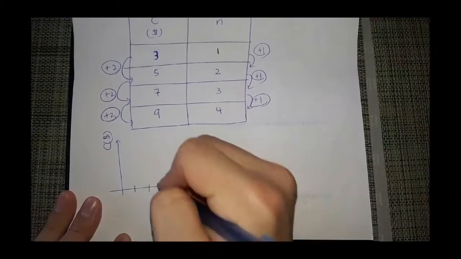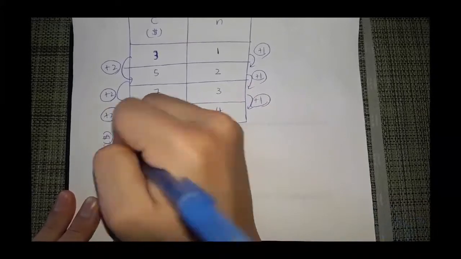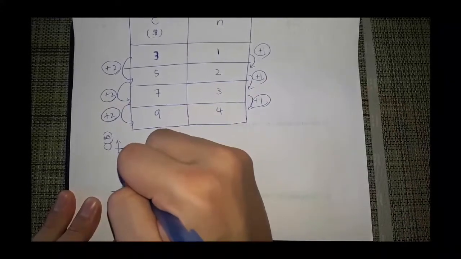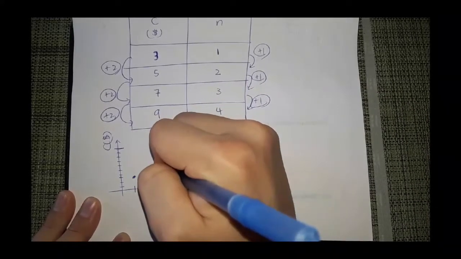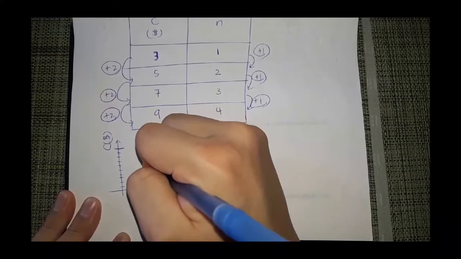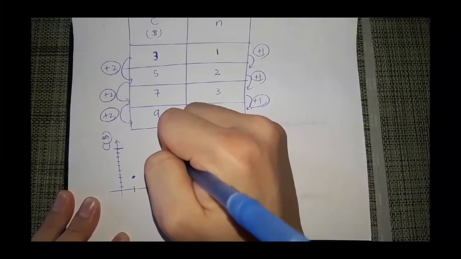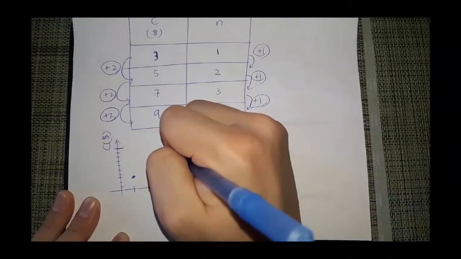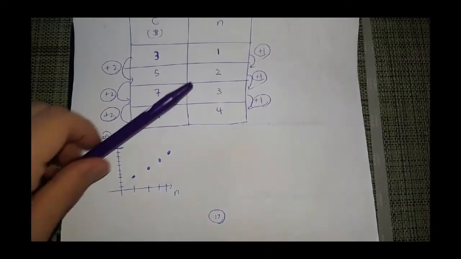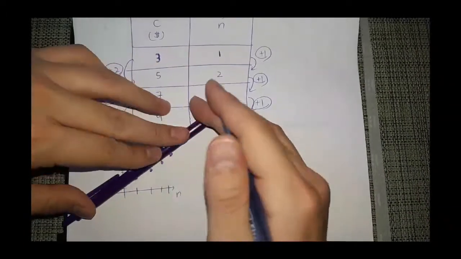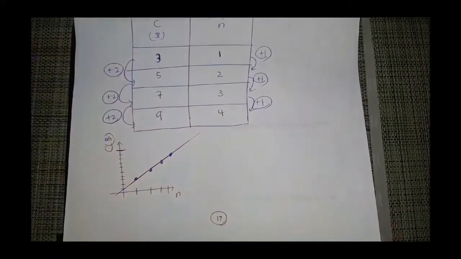1, 2, 3, 4. 1, 2, 3, 4, 5, 6, 7, 8, 9, 10. The first one costs 3. Second one costs 5. Third one costs 7. Fourth one costs 9, which is over here. Yep. So if I connect them together, that's what we have.